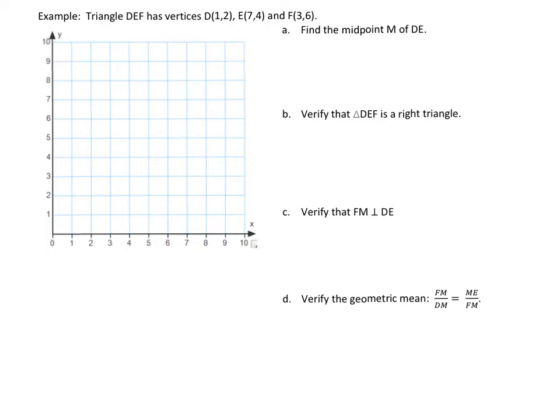So I'm first going to start by drawing triangle DEF. D is at over 1, up 2. And I like to label my points just so I remember what they are. E is 7, 4: over 7, up 4. And F is over 3, up 6. So there's my triangle.